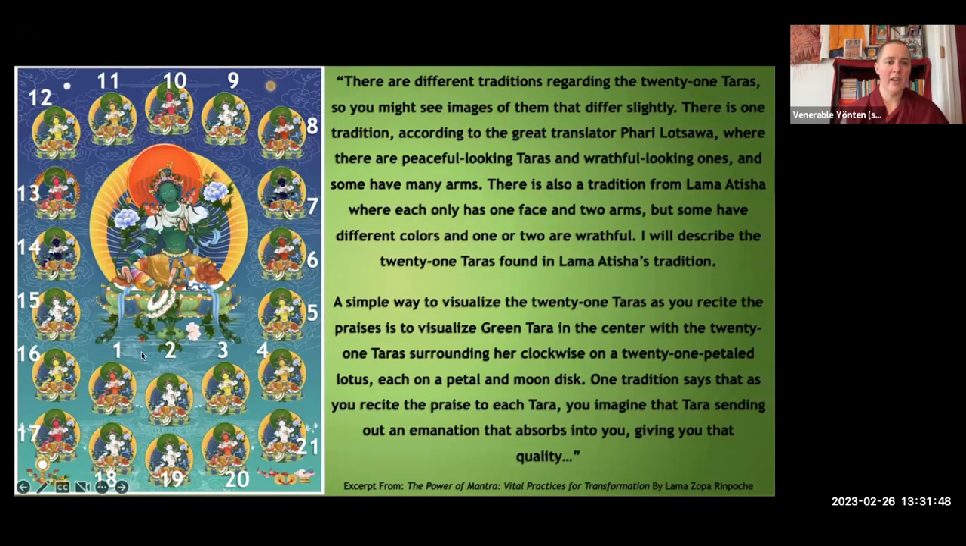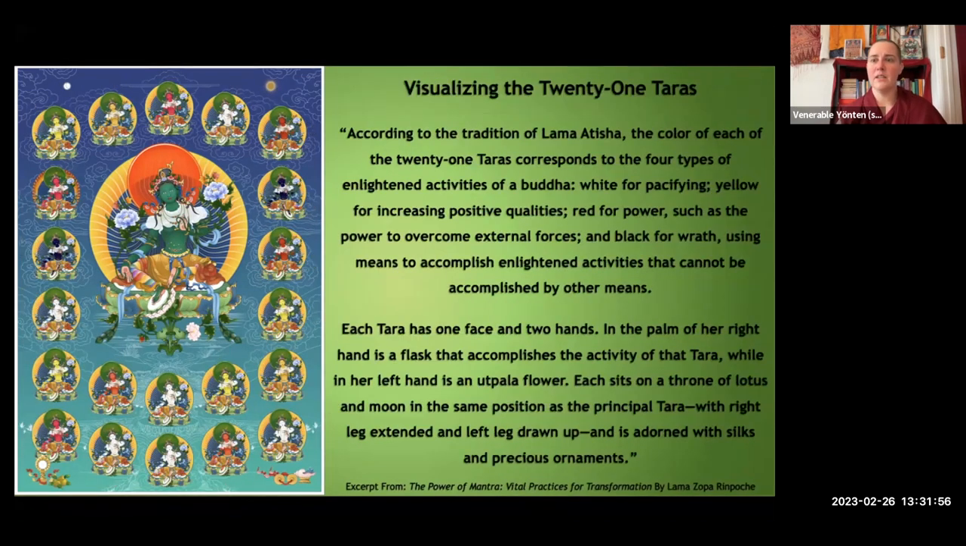So basically main Tara, and then it starts down here, 1, 2, 3, 4, 5, 6, 7, 8, in a spiral like that. The colors basically relate to peace, increase, power, and wrath. In the simple visualization, you can think each Tara looks the same except for her color, with one face, two arms. In the palm of her right hand is a flask that accomplishes the activity of that Tara, while in her left hand is an Utpala flower. There are variations where there's a particular implement in each lotus indicating the qualities of that Tara. That's accurate too, but this is the simplest and easiest visualization.